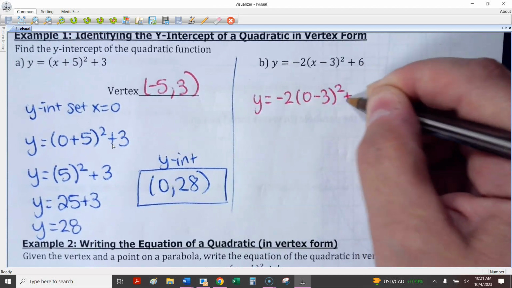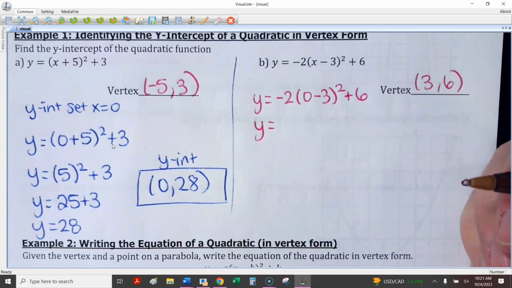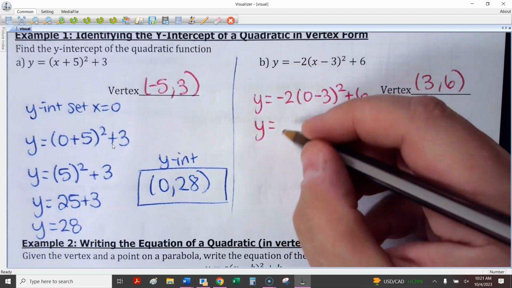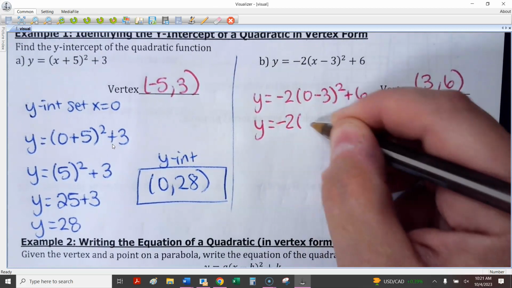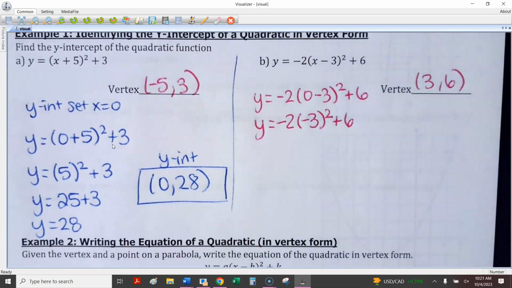All right, so order of operations. Let me do my parentheses first. What do I get if I take 0 minus 3? Negative 3, right? You can talk. All right, so negative 3, that's getting squared. Now, once you think about this, in your order of operations, what should I do next? I have -2 times (-3) squared plus 6. What should I do next?